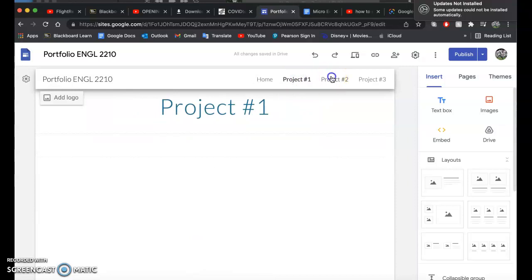And here are the tabs. I have the project one for the first one, the instructional video, project 2, and project 3. So those are all there.